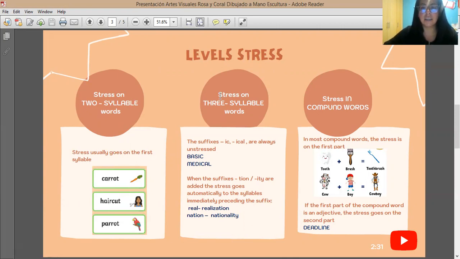The second rule is stress on 3-syllable words. So the words that have the suffixes -ic and -ical are always unstressed, like basic and medical. So the suffixes don't carry the stress. And also we have another example with the suffixes -tion and -it, which are added. The stress goes automatically to the syllable immediately preceding the suffix.